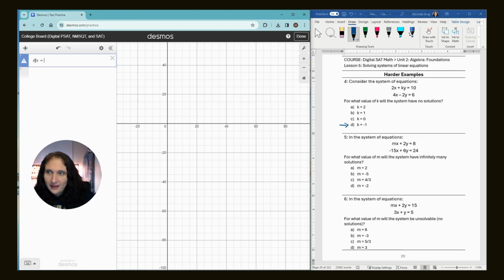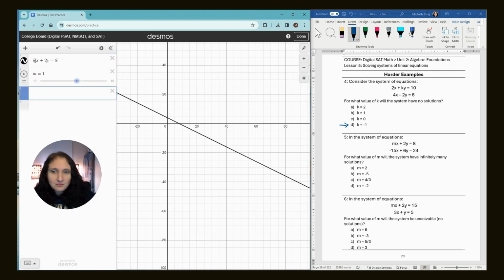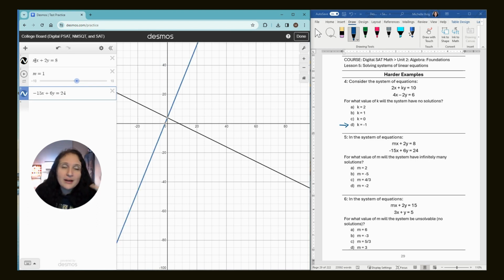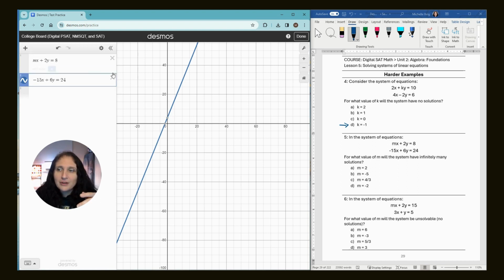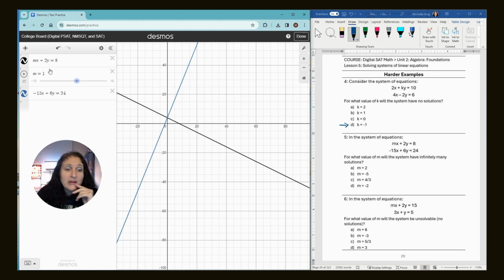Go ahead and write mx plus 2y equals 8, and -15x plus 6y equals 24. Now, if the m doesn't come up for you right away, it comes up for me because I hit enter when I type. But if it doesn't come up, remember, you just click add slider. Okay, so in this case, we want to have infinite solutions. So infinite solutions means the lines go right on top of each other. So we want the blue line to be on top of the black line.